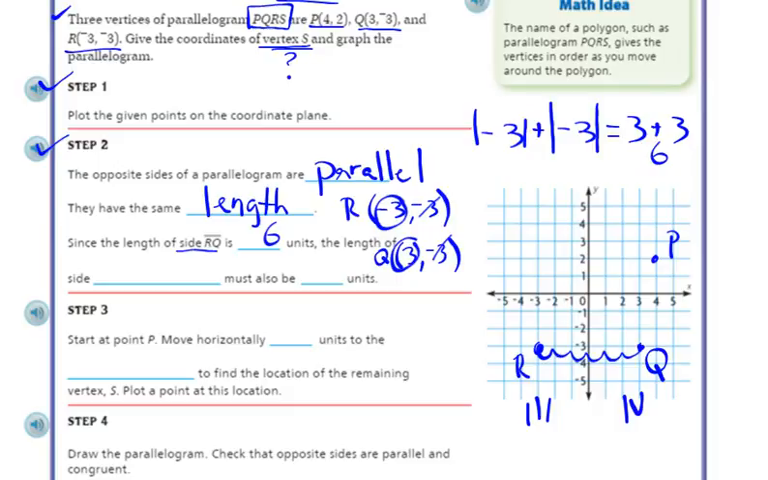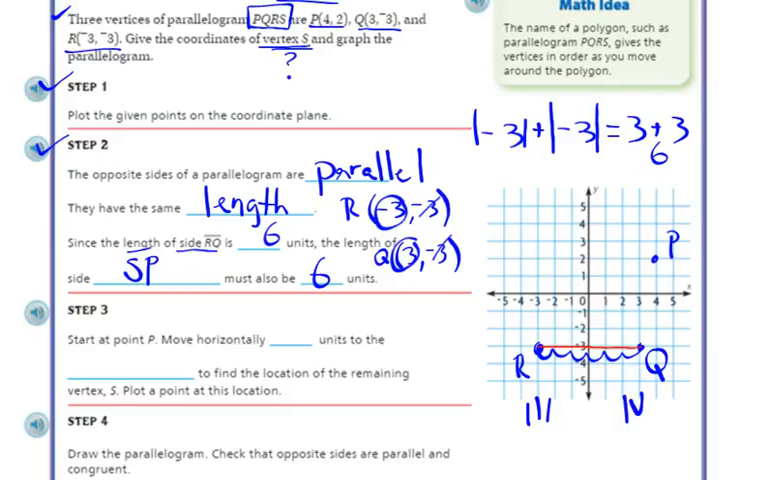So the length of side SP, so if RQ is 6, then that means SP must also be 6 units.